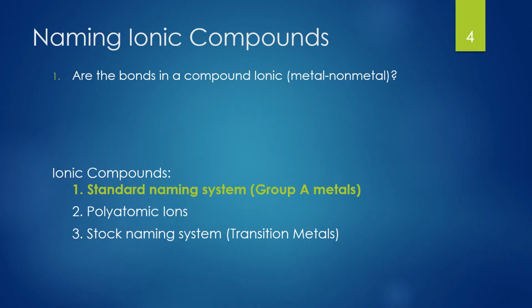So now that we know how to identify if a compound is an ionic compound, how are we going to name ionic compounds? There is a series of questions you want to ask yourself because there are several different types of ionic compounds.